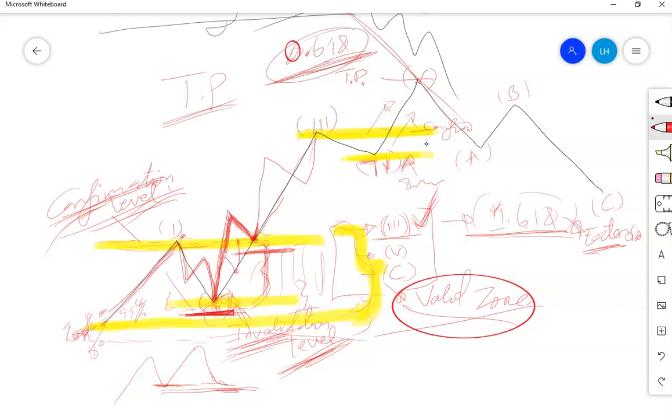Now this also will depend on whether the extension is within the third wave or in the fifth wave. So you have to incorporate other things like Elliott wave rules and guidelines in order to have an exact projection of where to put your take profit. But technically, trading the fifth is very tricky.